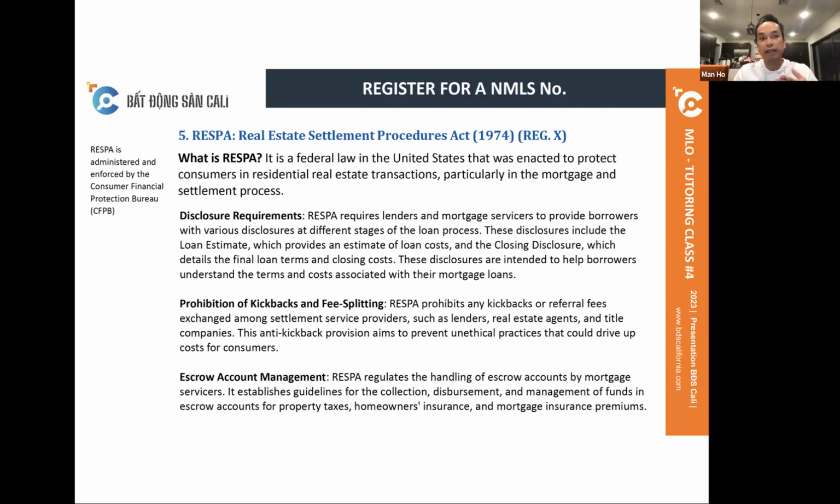And the insurance monthly, right? If it's $1,200 a year, then each month the servicer is going to require you to pay $100 for the insurance. So the servicer is going to take the funds from the escrow account to pay for all these installment payments. So that's what the escrow account is for. It's all established guidelines for the collection, disbursement, and management of the funds of the escrow account for property tax, homeowner insurance, and mortgage insurance premium.